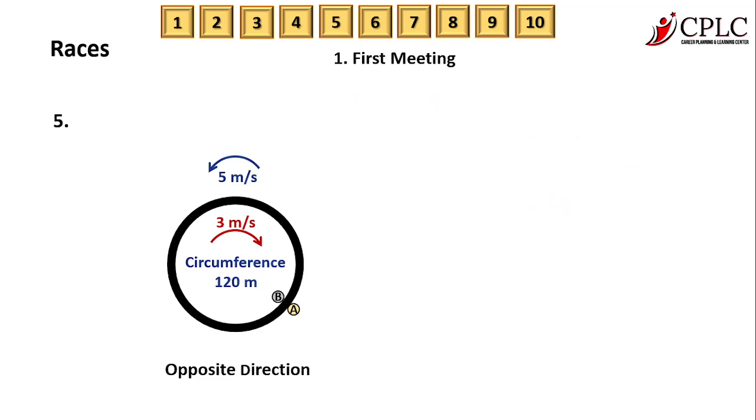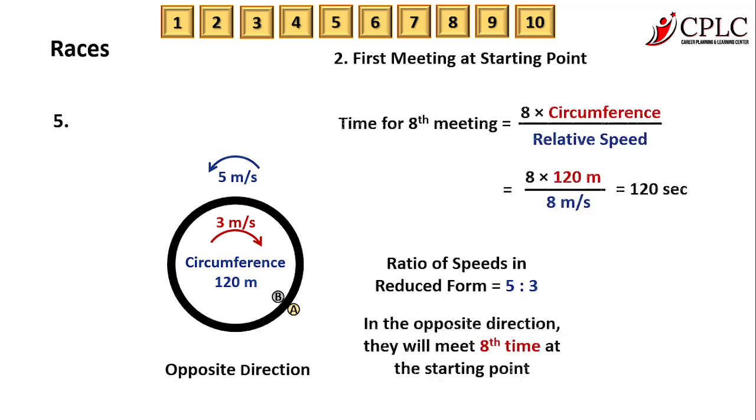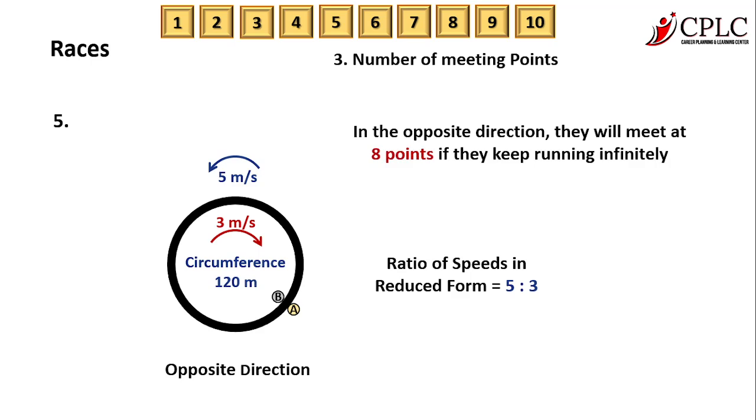Then the second question, same story, first meeting at the starting point. So here, first we need to understand how many meetings are going to happen. So clearly, 8 meetings are going to happen. Why? Because in the opposite direction, the ratio of speeds is 5 is to 3, and if we add them, 5 plus 3 becomes 8. So they are going to meet at 8 different points, which is ideally the answer to question number 3.